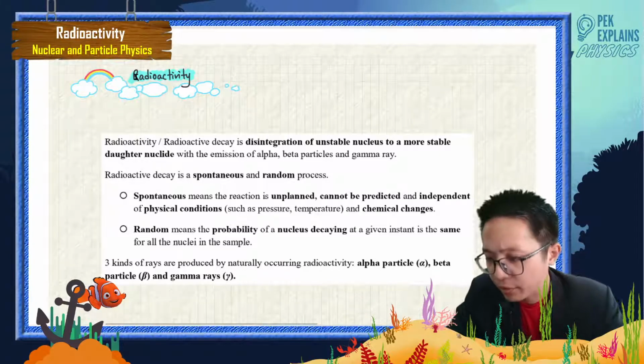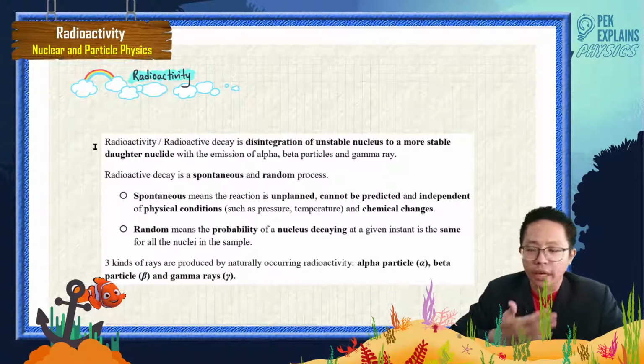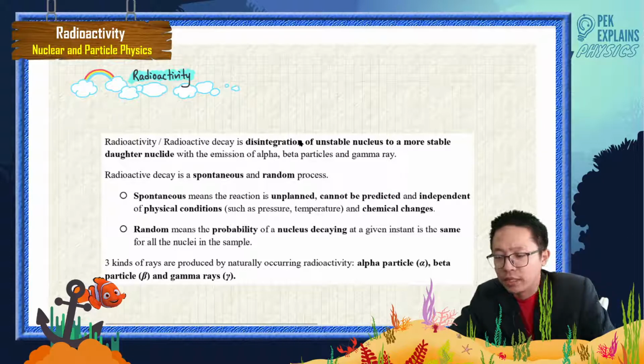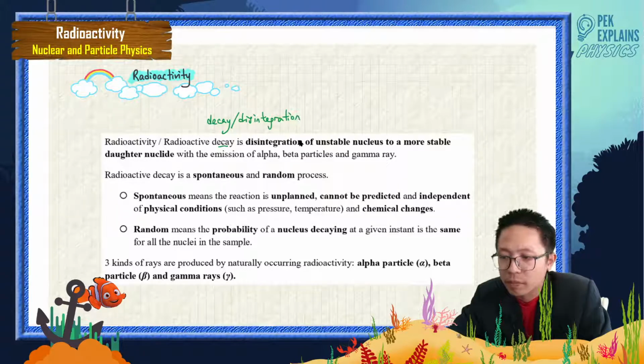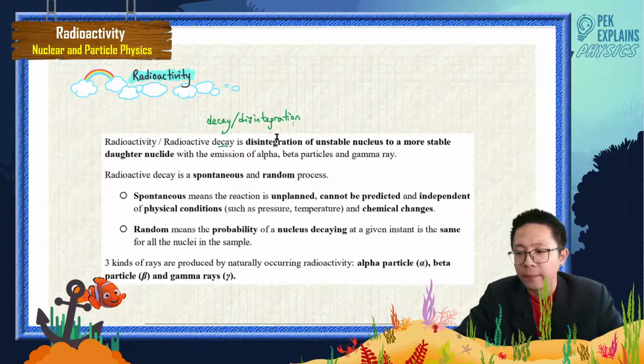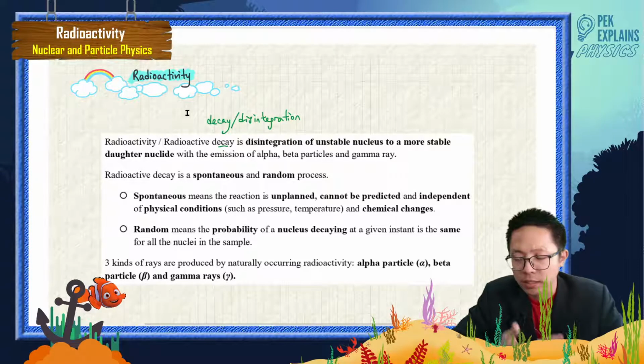Okay, now let's talk about radioactivity. What is radioactivity? Radioactivity, or we call it radioactive decay, is actually the disintegration. The word decay can have two names: you can either say decay or disintegration. Radioactive decay or radioactive disintegration, they mean the same thing.